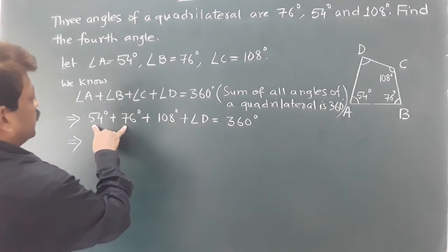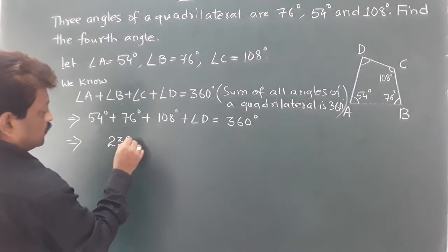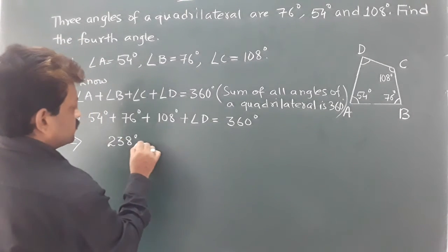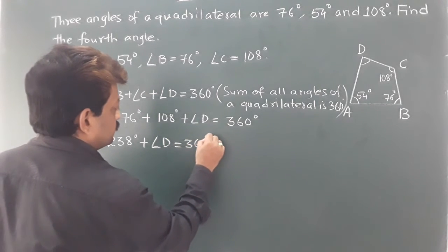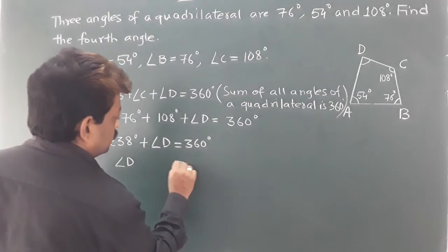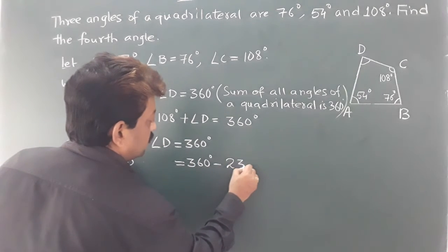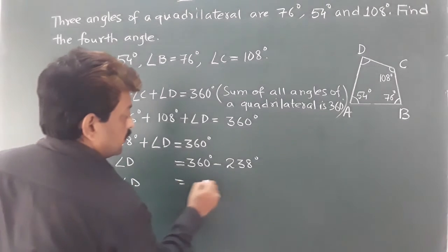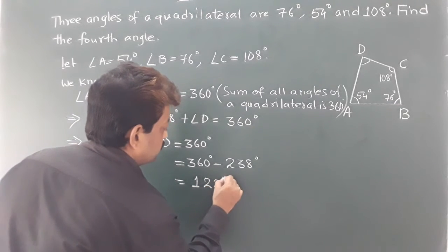So this is 120, 130, 230, 238 degrees plus angle D is equal to 360 degrees, or we can say angle D is equal to 360 degrees minus 238 degrees, which implies angle D is equal to, after subtraction, 122 degrees.